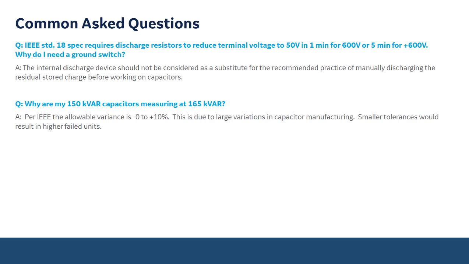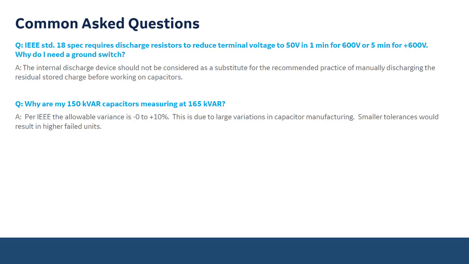And some of the commonly asked questions, and then we will open this up for a Q&A period at the end. A question I get frequently is about IEEE standard 18. That spec requires discharge resistors to reduce the terminal voltage to 50 volts in 1 minute for 600 volts or less, or 5 minutes for greater than 600 volts.